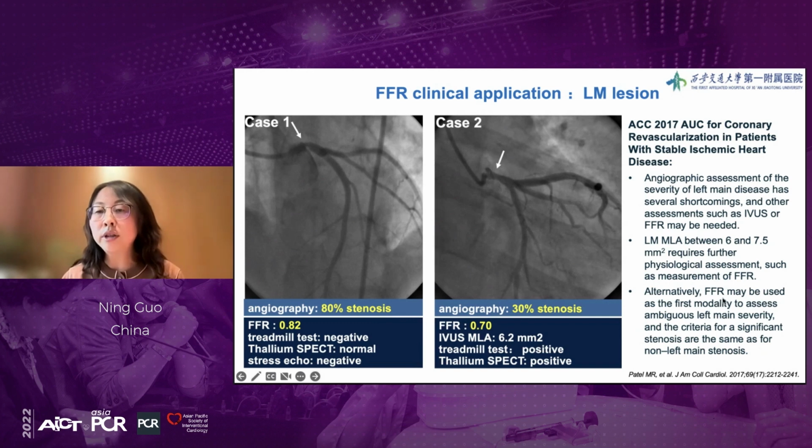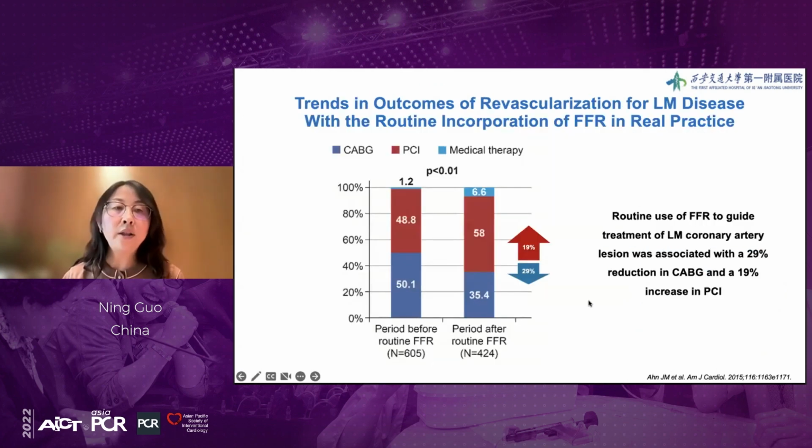And alternatively, FFR may be used as a first modality to assess angiographically ambiguous left-main severity. And here we can see routine use of FFR to guide treatment of left-main coronary artery lesions was associated with almost a 29% reduction in CABG and a 19% increase in PCI.